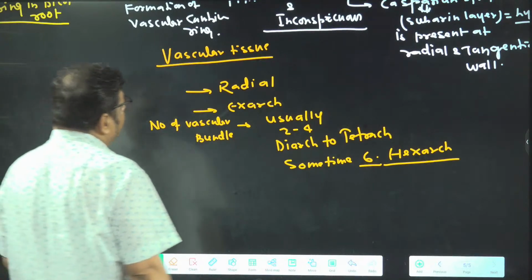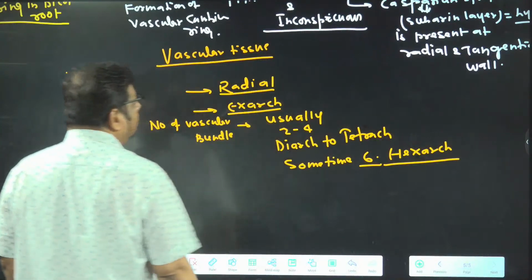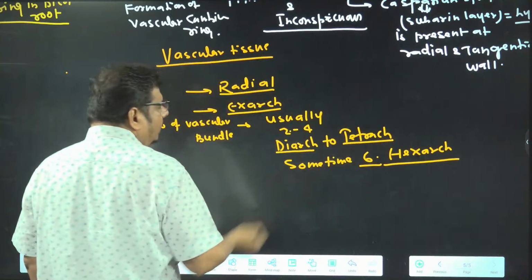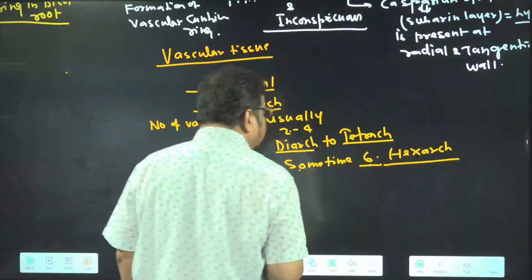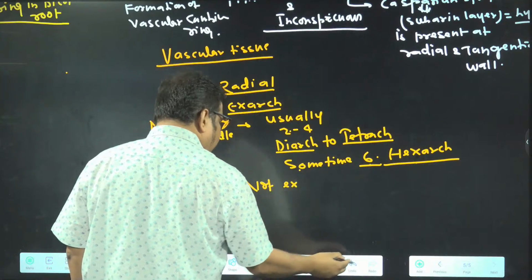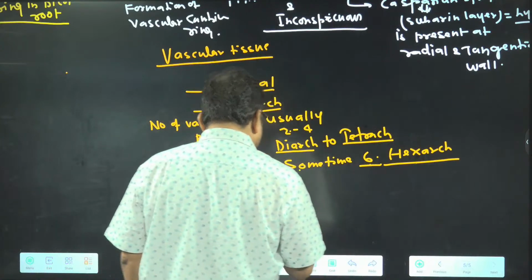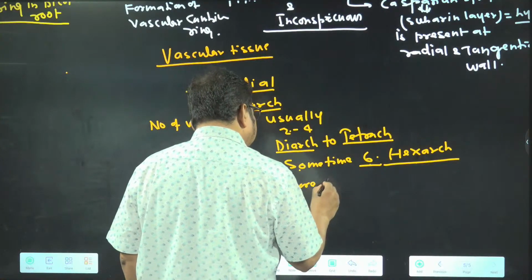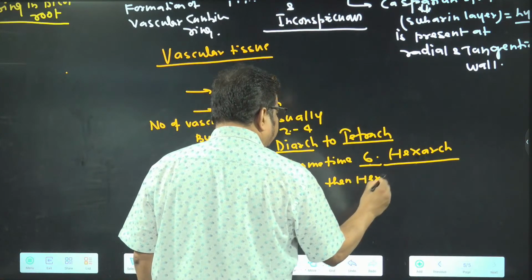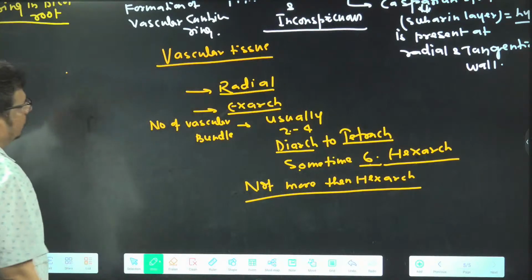Understanding the idea? So what I told about the vascular tissue: radial, exarch, and usually it is 2 to 4, that is diarch to tetrarch, and sometimes it is up to 6, and it does not exceed hexarch. Not more than hexarch, write it better. Clear? So this is about the vascular tissue we report.